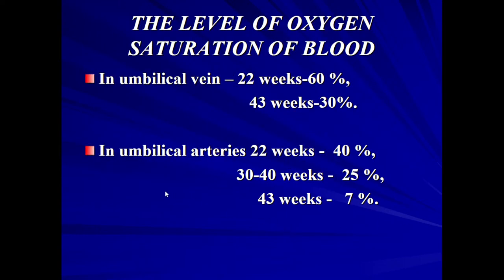The level of oxygen saturation of blood in the umbilical vein depends on gestational age. At 22 weeks in the umbilical vein we have 60% oxygen, and at 43 weeks, over the normal pregnancy, only 30%.